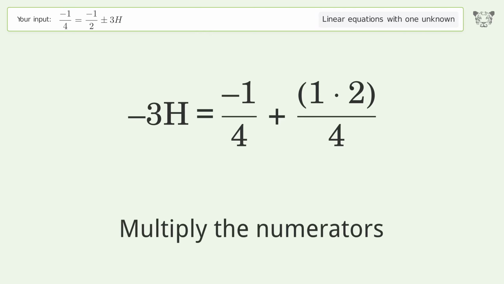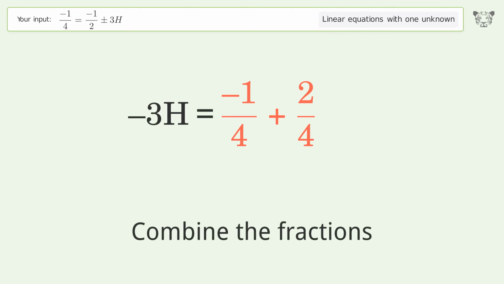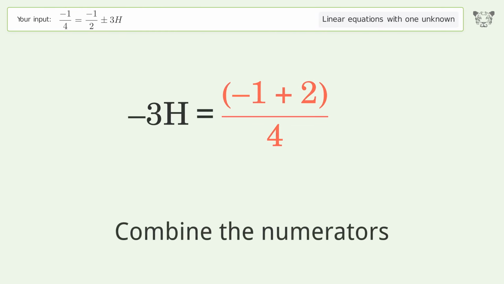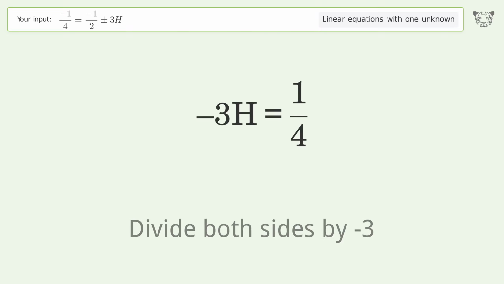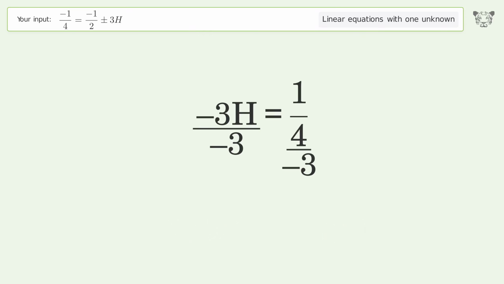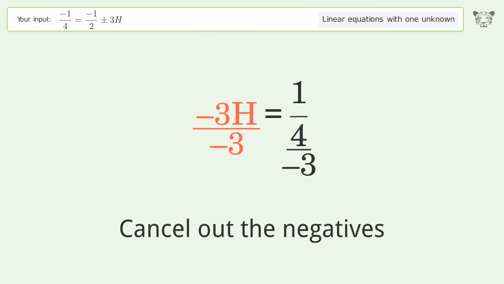Multiply the numerators. Combine the fractions. Combine the numerators. Isolate the h. Divide both sides by -3. Cancel out the negatives.